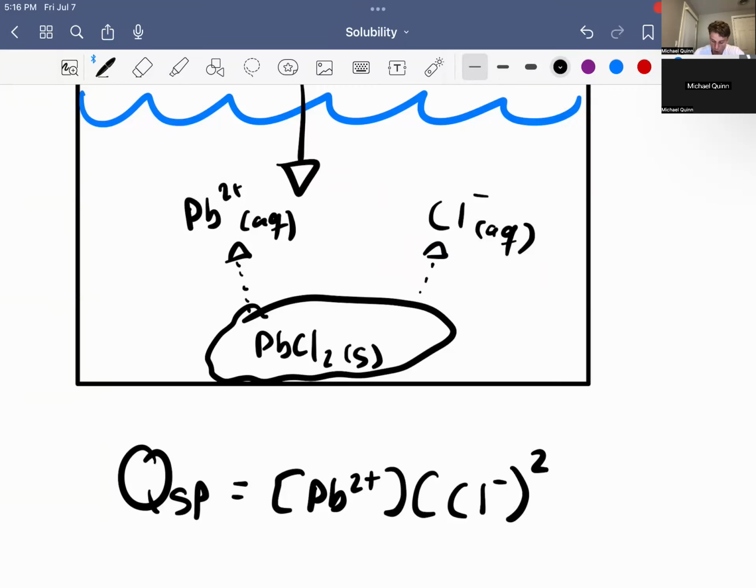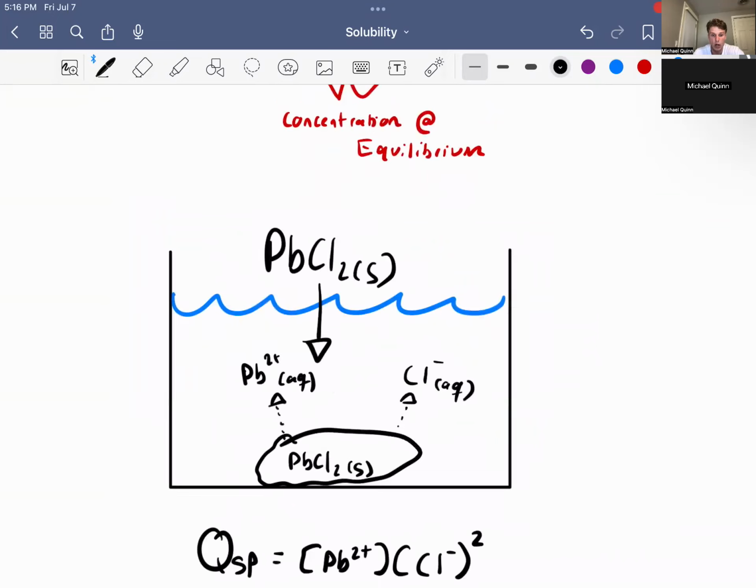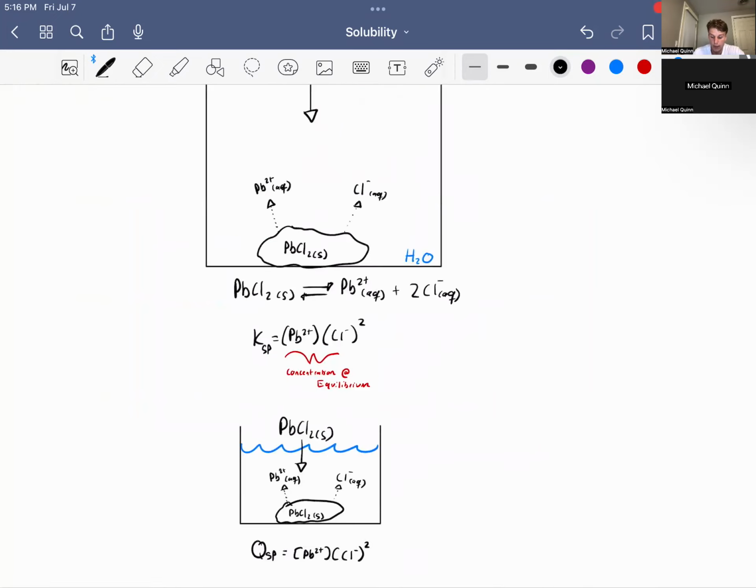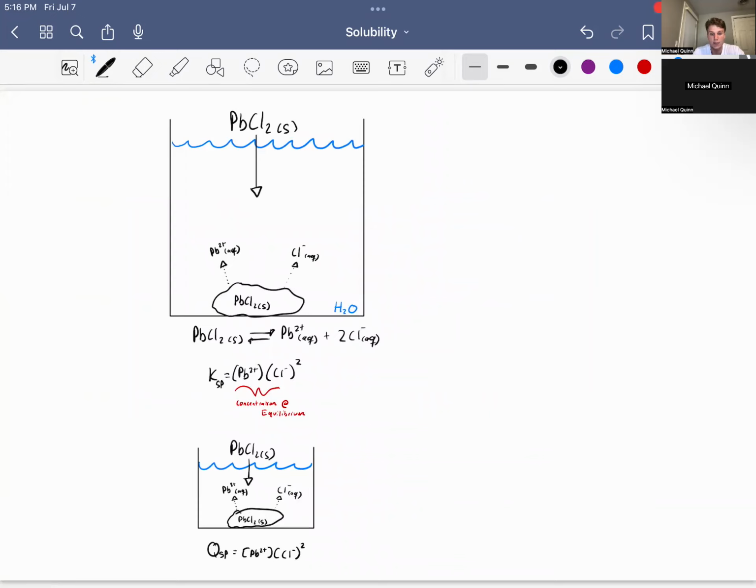However, we know that for this beaker, this Qsp expression is going to tell us the product of our lead ion and our chloride ion at a point in the reaction where it has not reached equilibrium yet. So distinguishing between Qsp and Ksp is going to be really important when we go to solve a solubility type question using an ice table.